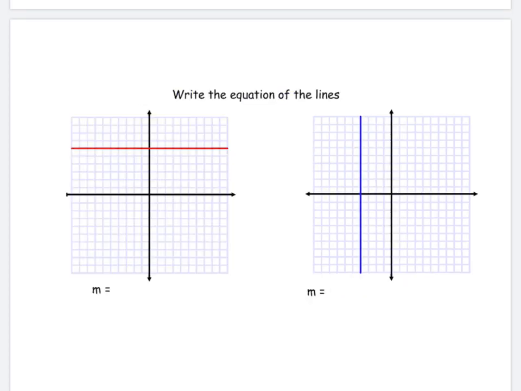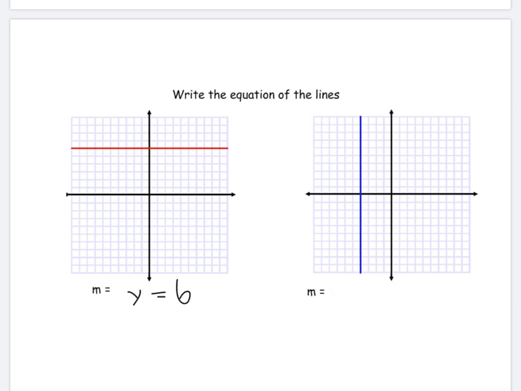These, remember, are special types of lines. The first one is horizontal. Horizontal means it's a 0 slope. So then I'm looking at my equation being y equals, and then it's equal to the number where it's crossing the y-axis. So it's crossing at 1, 2, 3, 4, 5, 6. So my equation is y equals 6.